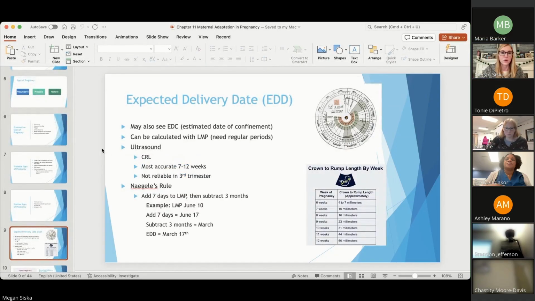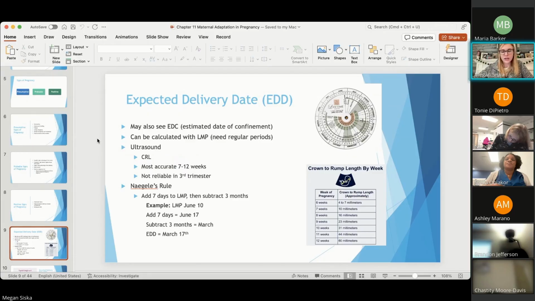Okay. So let's talk a little bit more about that due date. An EDD is an expected or an estimated delivery date. It is not 100%. It is an idea to give us a little bit of guidance. You may also see it abbreviated as EDC, which is kind of an older term that stands for estimated date of confinement or estimated date of conception. Basically, all it is saying is that we think the baby's going to come around this time.